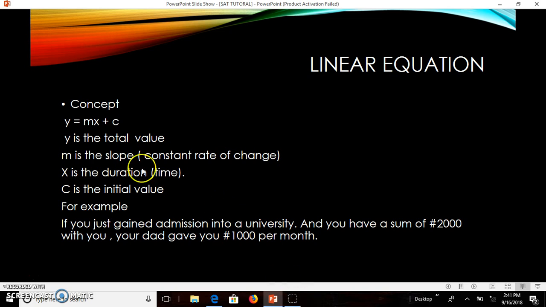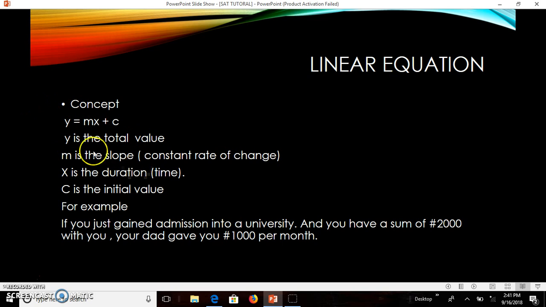That's a rate. So in this case, our 1,000 naira will be m, because that's a rate. Then the initial value, which is c, will be 2,000, because that's what you have with you. And the duration will be per month. Let's say the question asks: in 12 months, what will be the total value you have? So x will be 12, your m will be 1,000, which is the rate, and your c, the initial value, is 2,000. Then you calculate for y, because that's the total value.